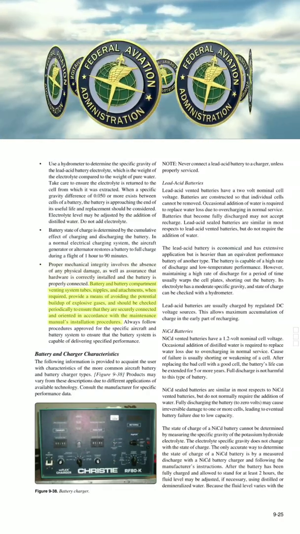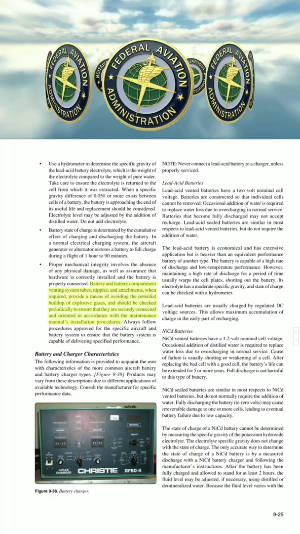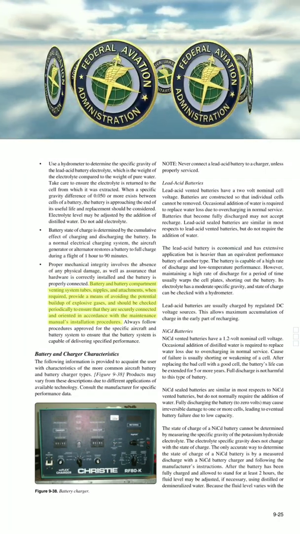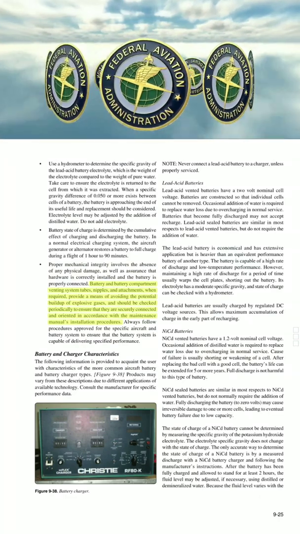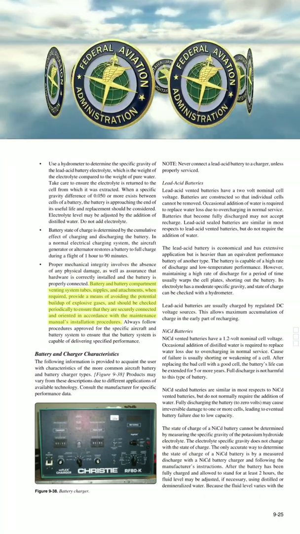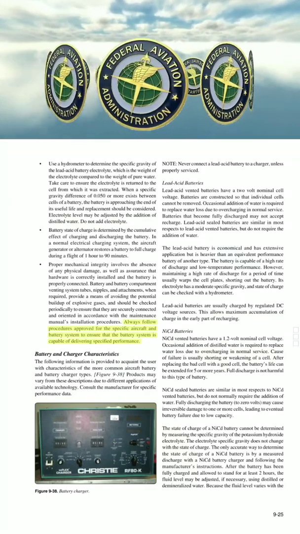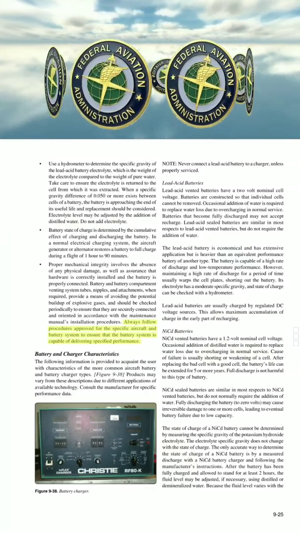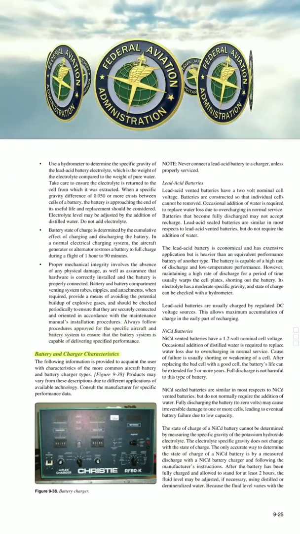Battery and battery compartment venting system tubes, nipples, and attachments, when required, provide a means of avoiding the potential buildup of explosive gases, and should be checked periodically to ensure that they are securely connected and oriented in accordance with the maintenance manual's installation procedures. Always follow procedures approved for the specific aircraft and battery system to ensure that the battery system is capable of delivering specified performance. Battery and charger characteristics.